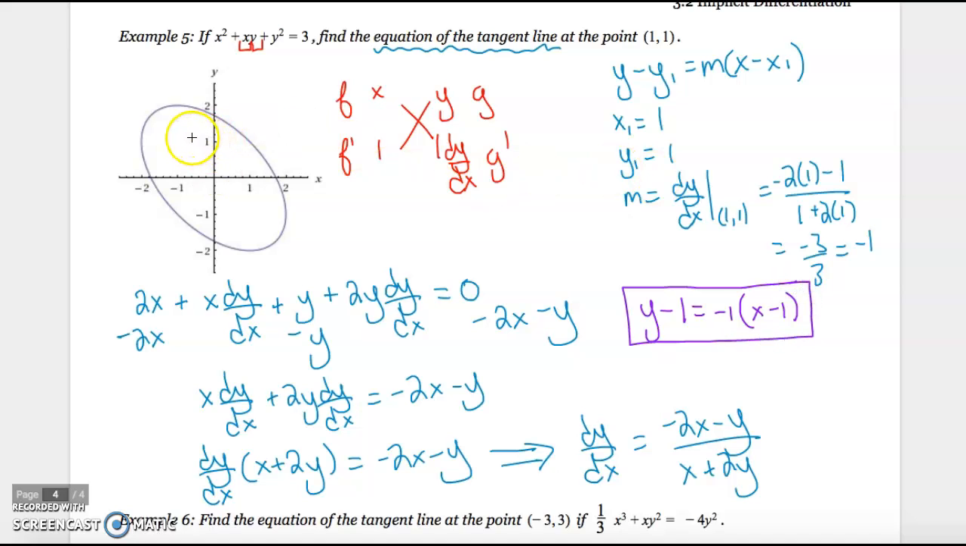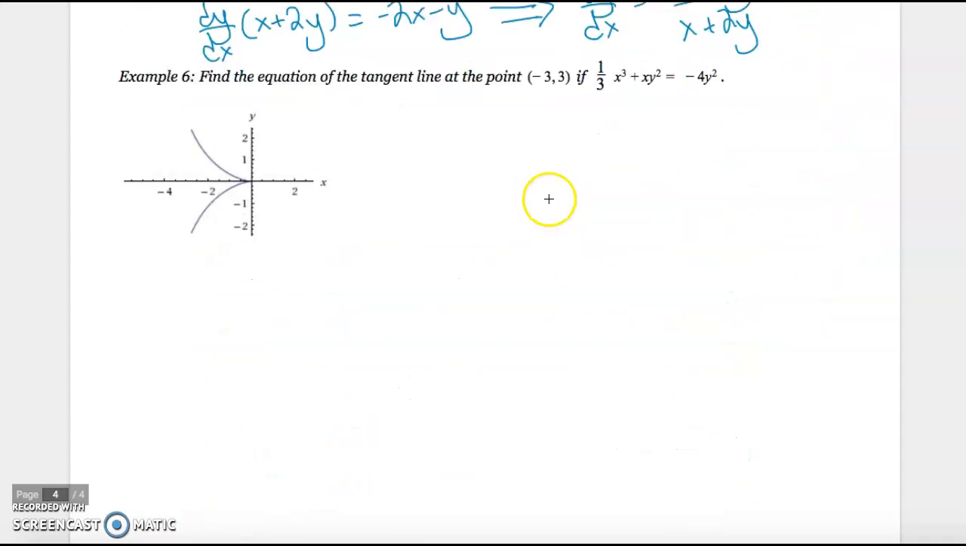So at the point 1 comma 1, here's my tangent line. Oops. We could do better than this. Here is my tangent line. And so this would be the equation of that tangent line. Cool, all right. Let's do our last example.